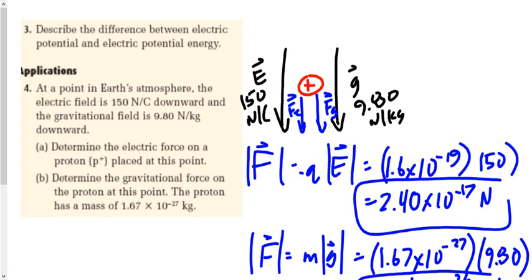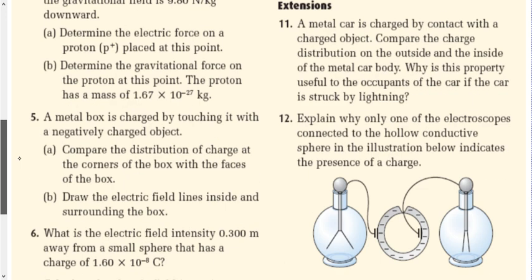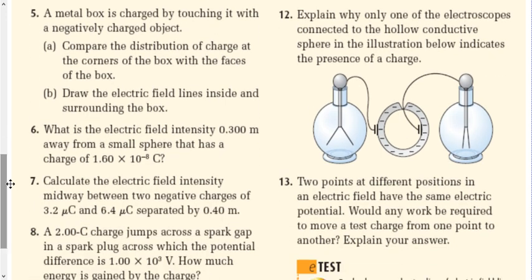And the last two questions are a little bit more qualitative in nature. Number 12, I love this question. Explain why only one of the electroscopes connected to the hollow conductive sphere in the illustration indicates the presence of charge. First of all, which one does indicate the presence of charge? The first one or the second one? First one. And how do you know that? The leaves are separated. That doesn't tell us whether it's positive or negative, right? It just tells us that we have charge present.